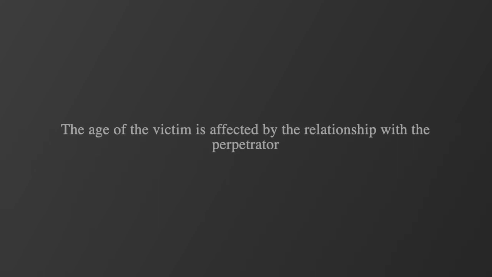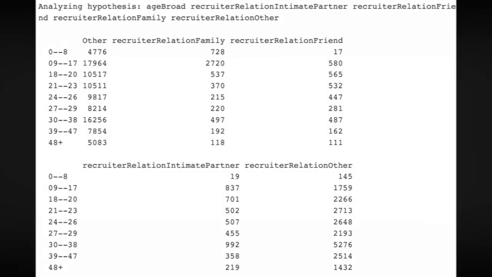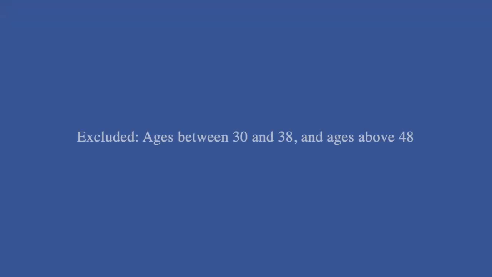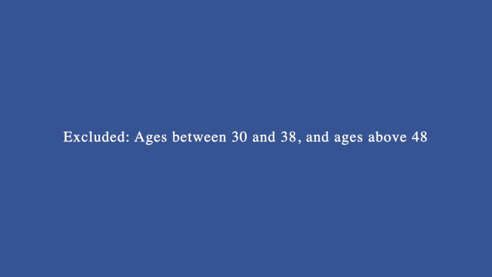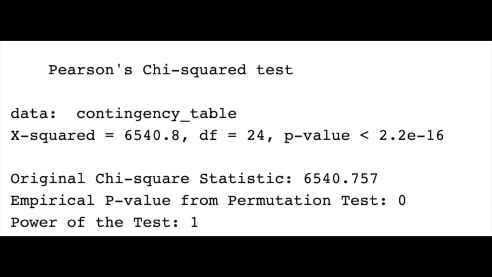The first hypothesis tested in this project is that the age of the victim is affected by the relationship with the perpetrator. The variables used in this case were age and recruiter relation. The results of the chi-square test and permutation test showed that there was no significant relationship between the age of the victim and the relationship with the perpetrator. After the creation of a subset that excludes the ages between 30 and 38 and ages above 48, the results were consistent with the hypothesis testing on the subsets of the data.